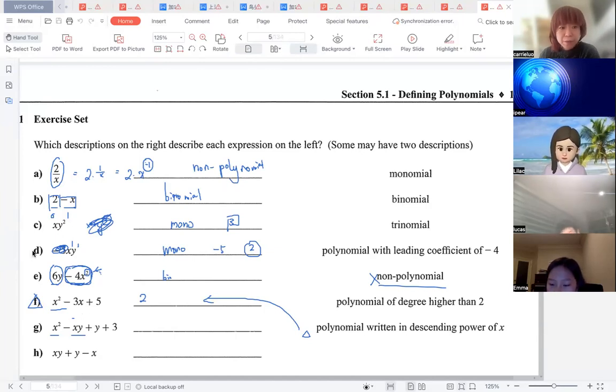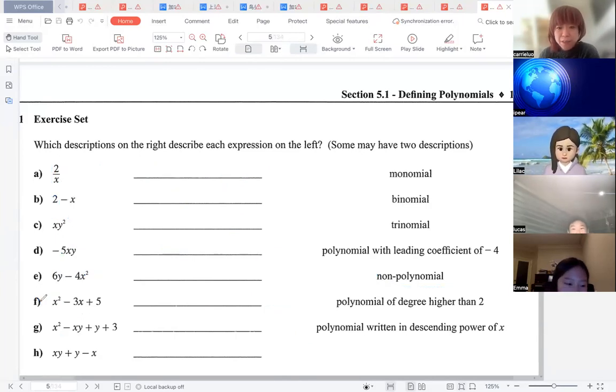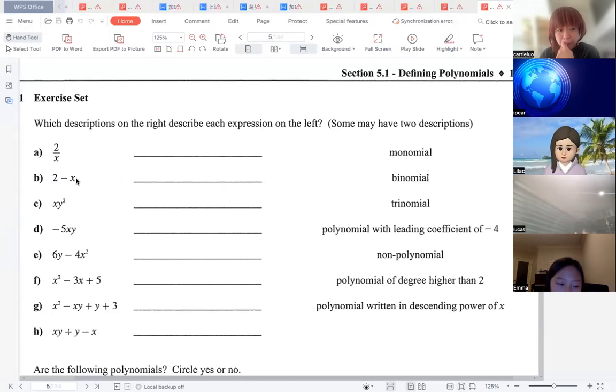Okay, last but not least, Emma. So could you please tell me xy plus y minus x is what kind of polynomial it is? It's a trinomial. Very good. With the leading term of xy. Leading term is xy. Very good. What is the leading degree? 2. Very good. Okay, good job.